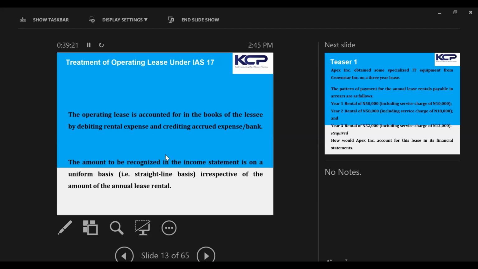Then in the book of the lessor, what happens? I need somebody to explain to me how the credit transaction will be done and how the cash transaction will be done. What's an idea? So what can you help? Which one are you explaining first? The credit? Okay.